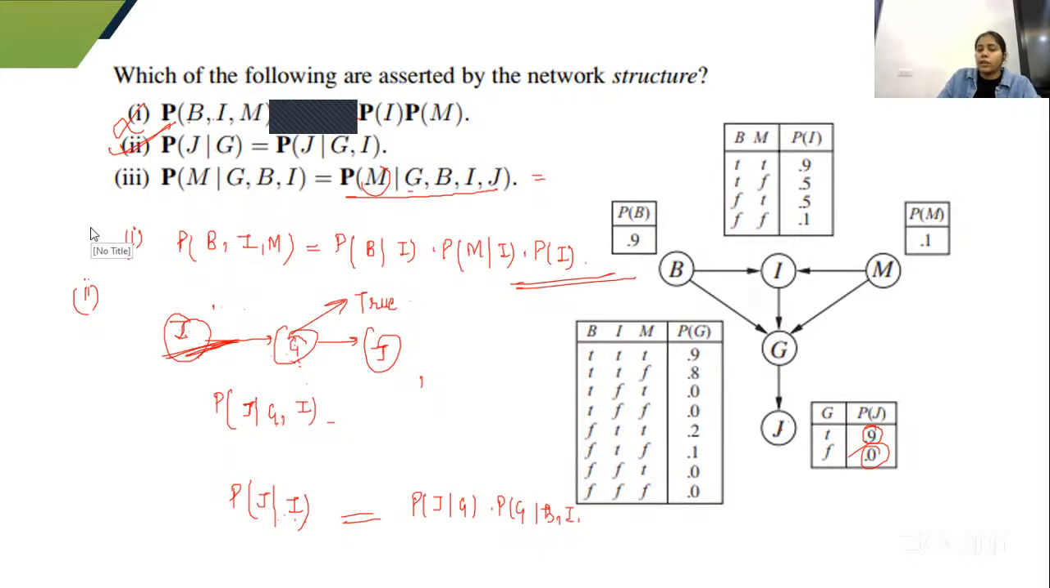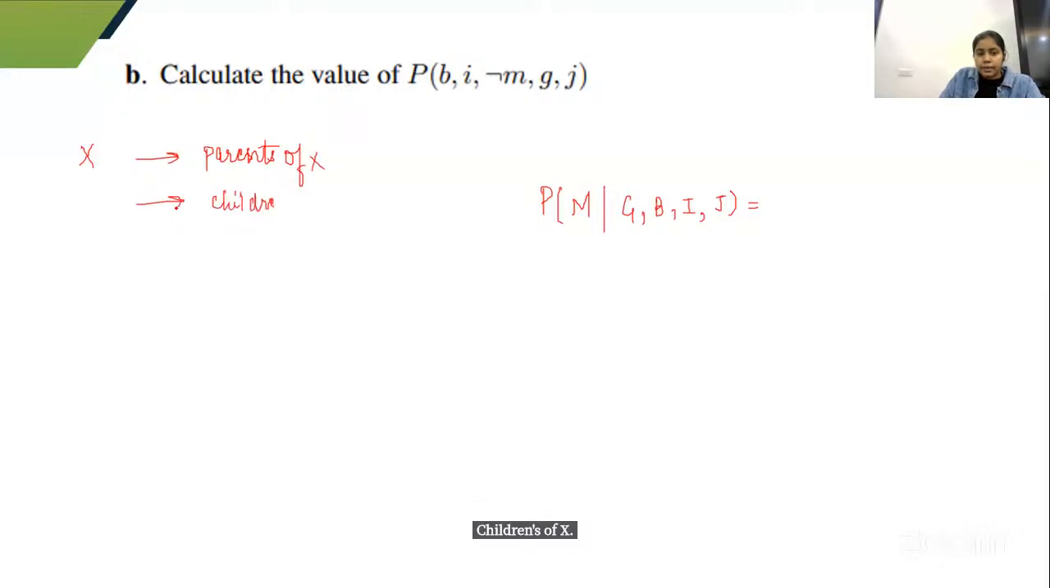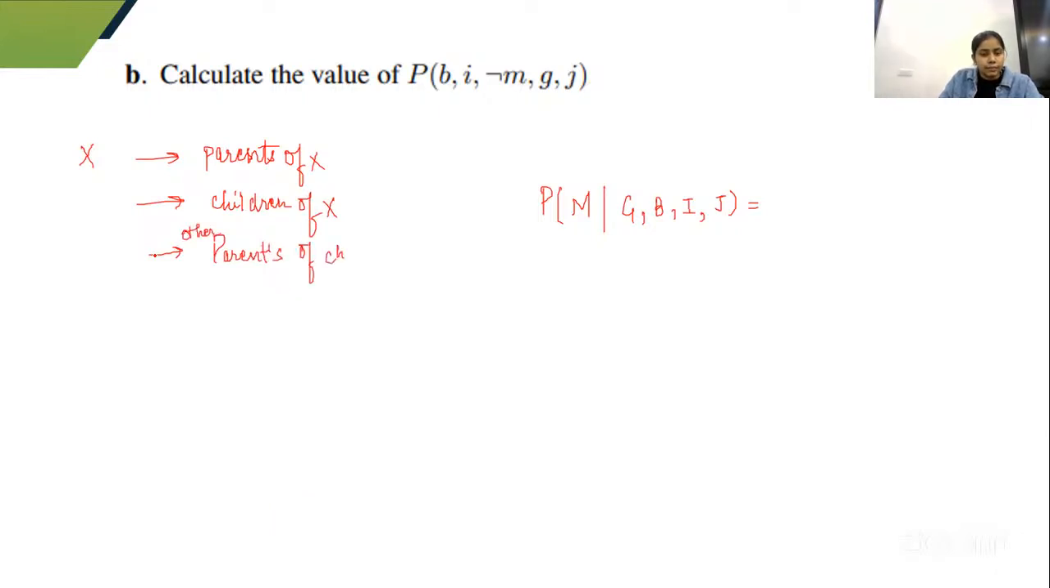Okay, so if I talk about a node X, this is a particular node X. I have to talk about its Markov blanket, right? Its Markov blanket includes the parents of X, the children of X, and the other parents of the children of X.